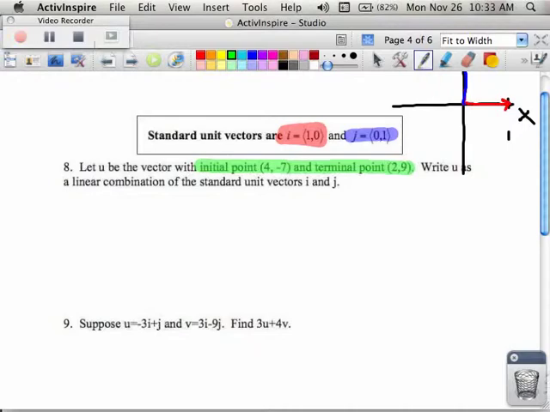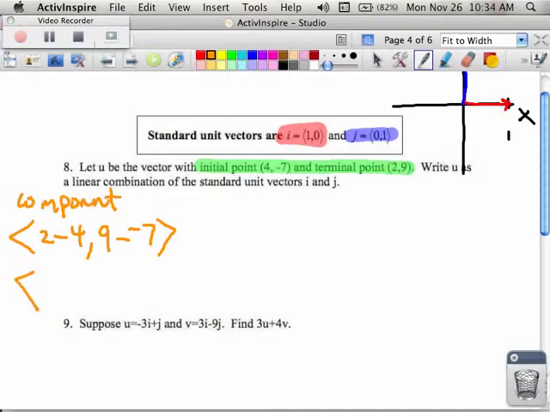Now we're going to change what they talked about in the green highlight into something in its component form. So in its component form, the thing that I would write down is the terminal point 2 for the x minus the initial 4, comma, the terminal 9 part minus -7. And so in component form, this vector that started at 4, -7 and went to 2, 9 would be the same as -2, comma, 16.